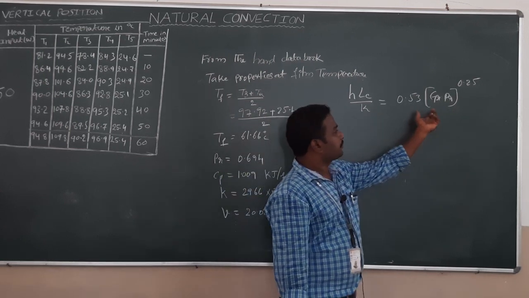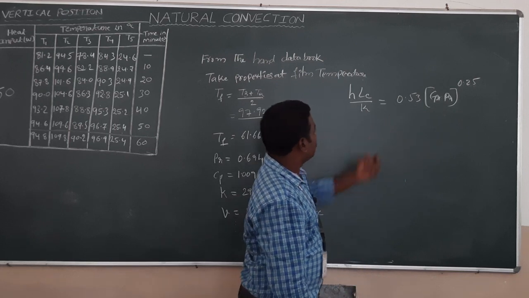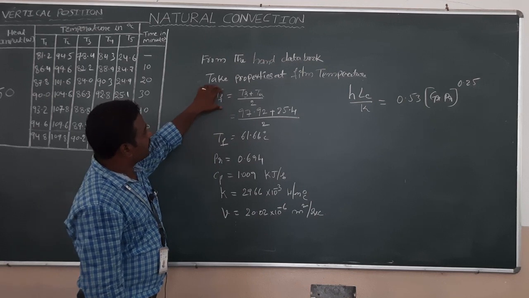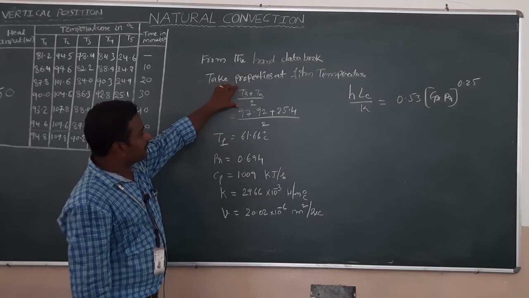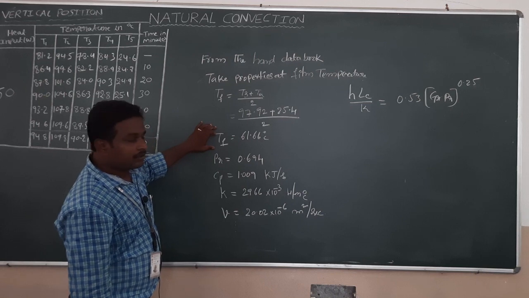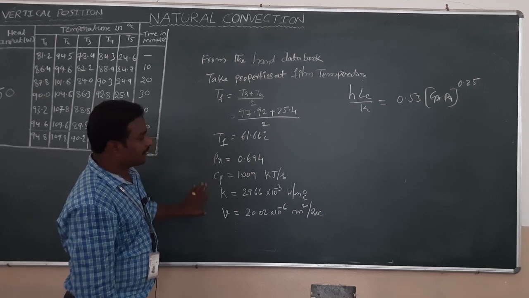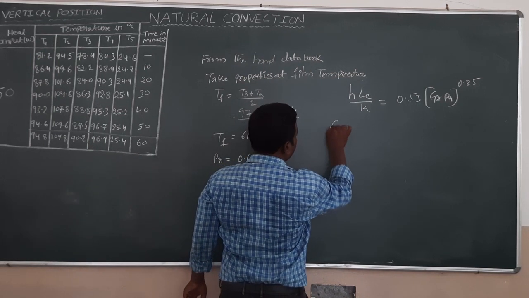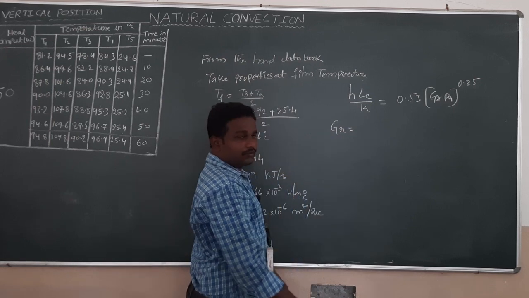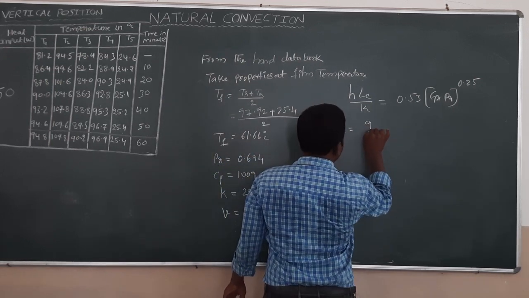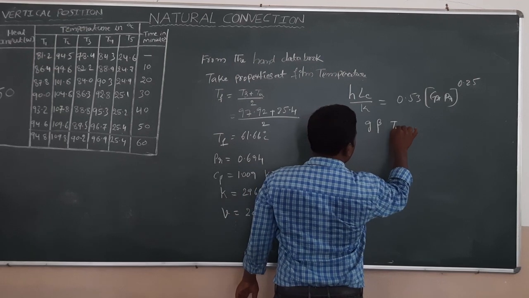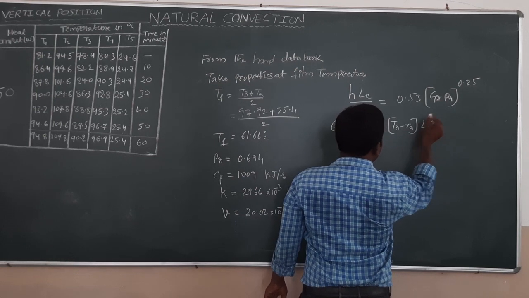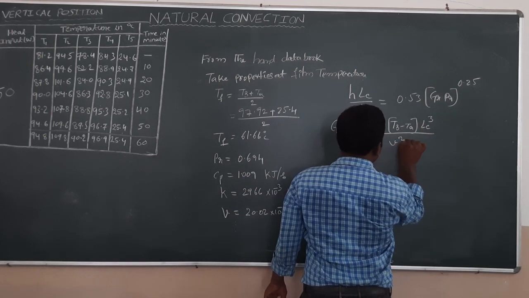The thermal conductivity, Grashof number and Prandtl number values are found from the data book at film temperature. Film temperature means the average of surface temperature and ambient temperature. This one is the film temperature value, and these are the property values taken from the data book at film temperature. First of all, find out the Grashof number. Grashof number Gr equals g beta delta T into L_c cube divided by nu square.